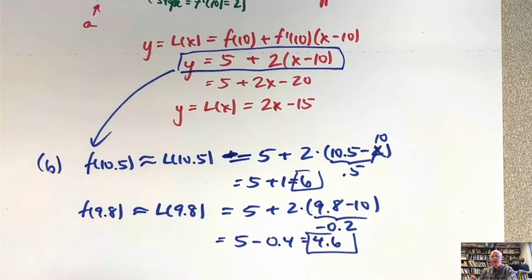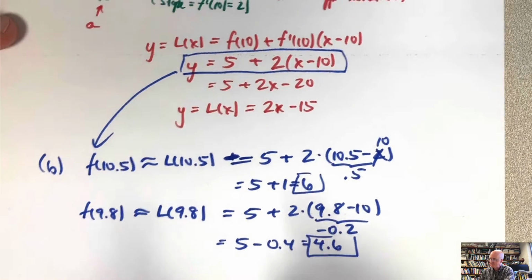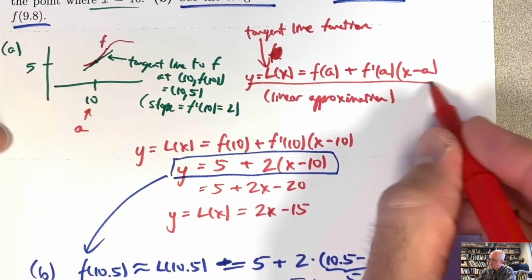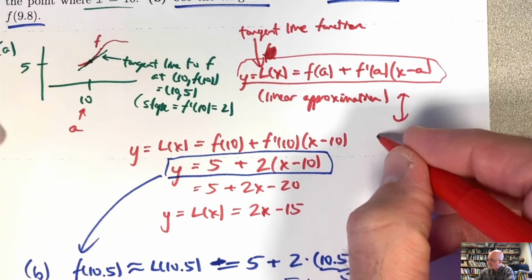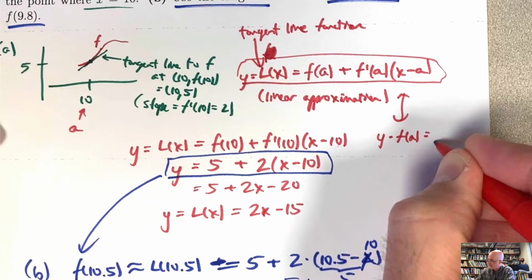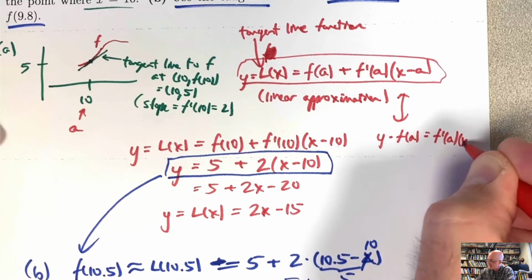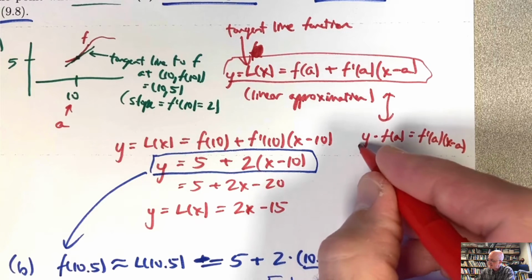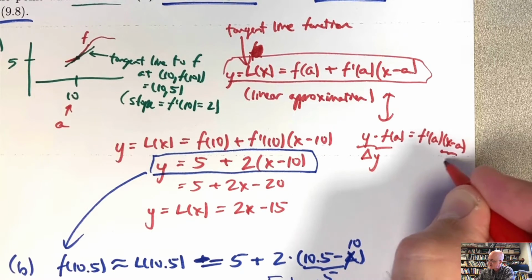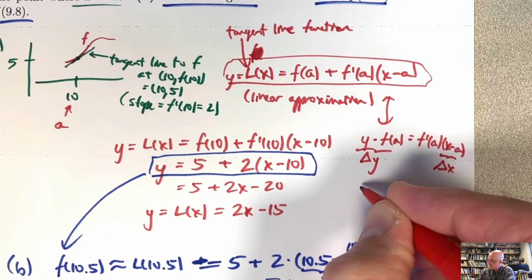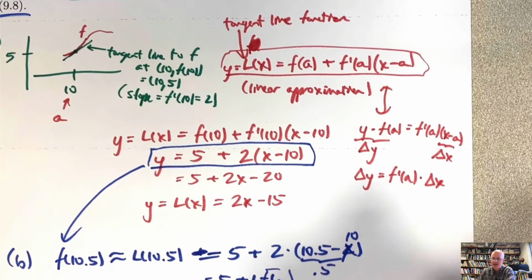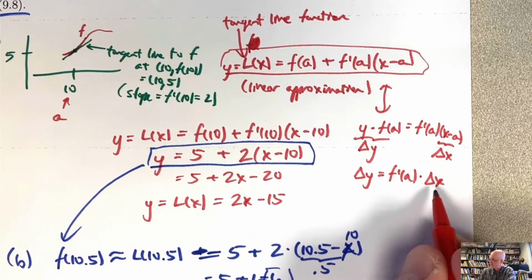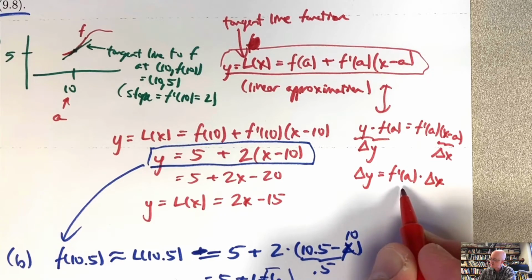Before I go with this on to the next problem, I should emphasize another way to think about this. Let's go back to the general equation here. Another way to think about this is in the point slope form: y minus f of a equals f prime of a times x minus a. Think of this as the change in y and this as the change in x. So the equation becomes delta y equals f prime of a times delta x. Along the tangent line, this is how much y changes when you know the change in x. It's the rate of change, the derivative, times the change in x.